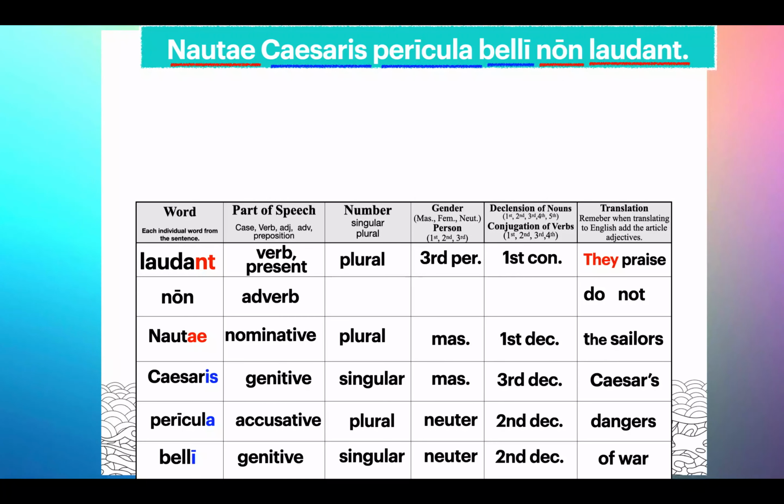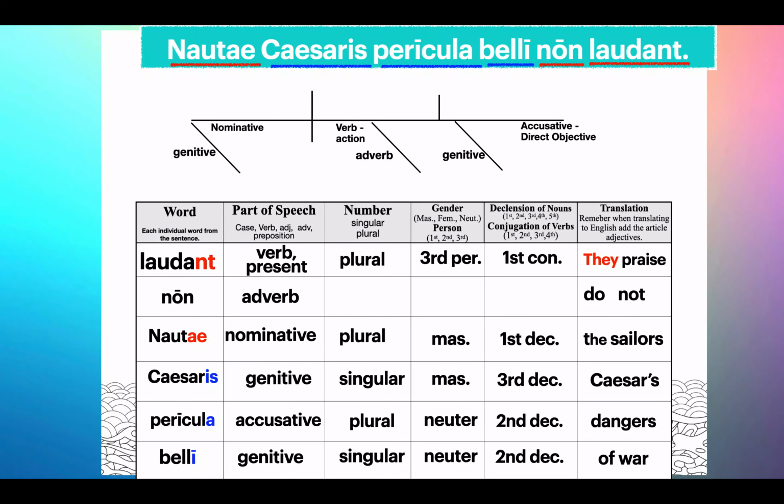Well, we're going to diagram this out so that we can easily read through the sentence. They praise, do not, the sailors, Caesar's, dangers of war doesn't make any sense. You can ask questions. Who's the nominative? Or look in your parts of speech. The nominative would be your subject. But I do always put my verb on the line first, just in case I need it.